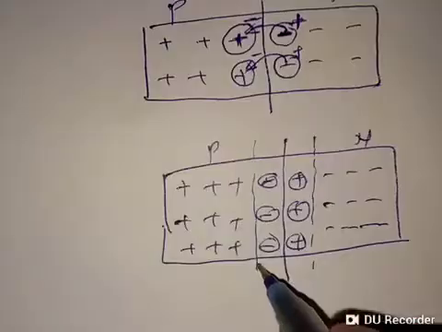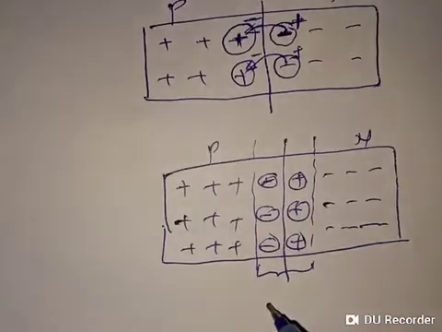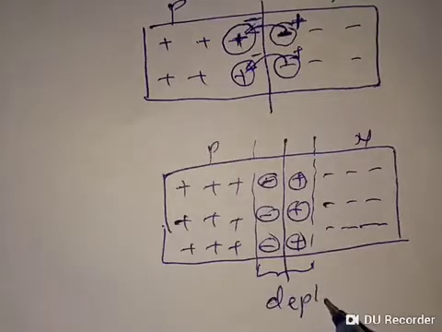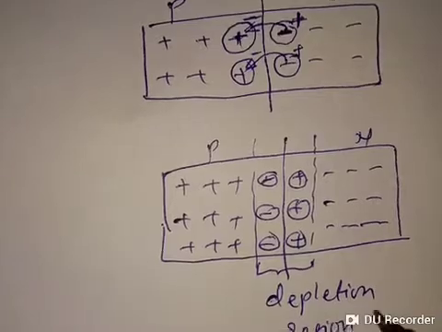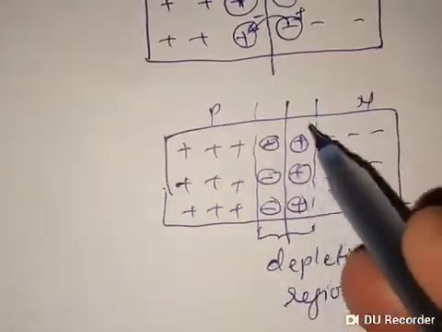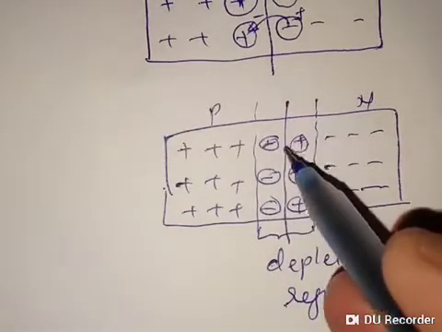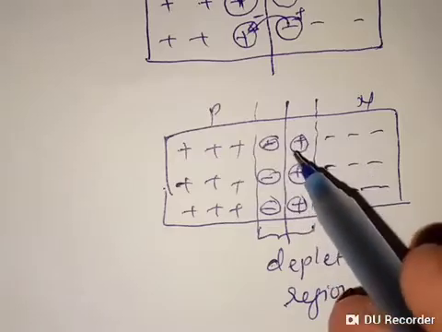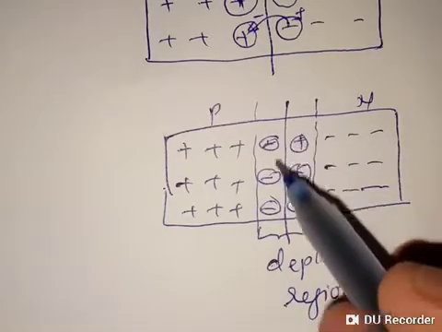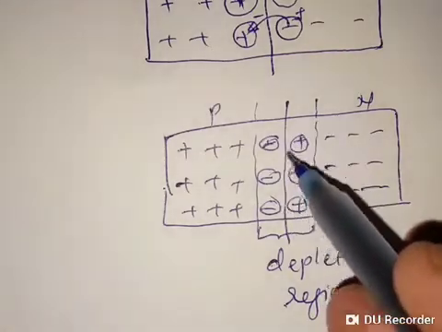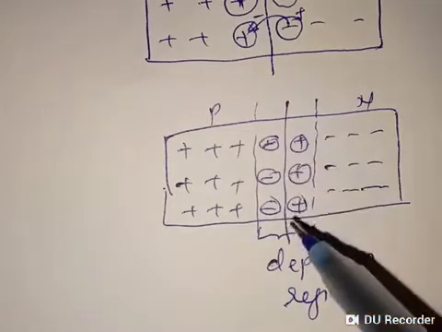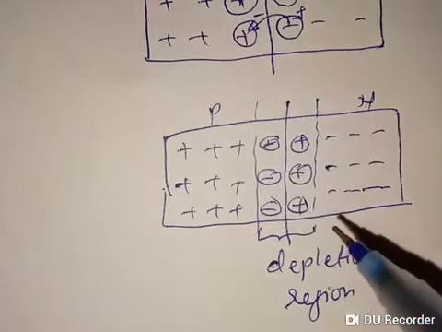So this much region is called the depletion region. This depletion region means the area where there are no free electrons or no free holes. In general, we can say that in this region we don't have any free charge carrier for conduction of current.